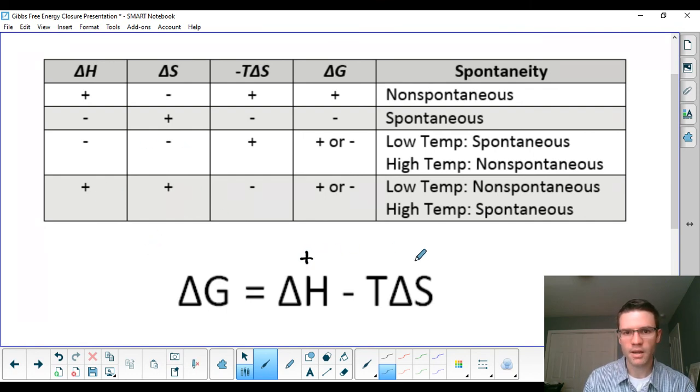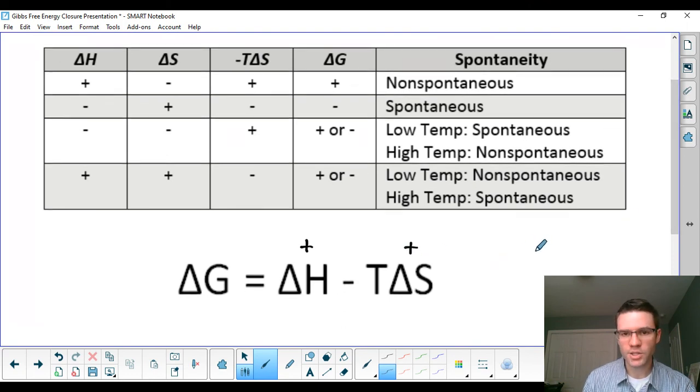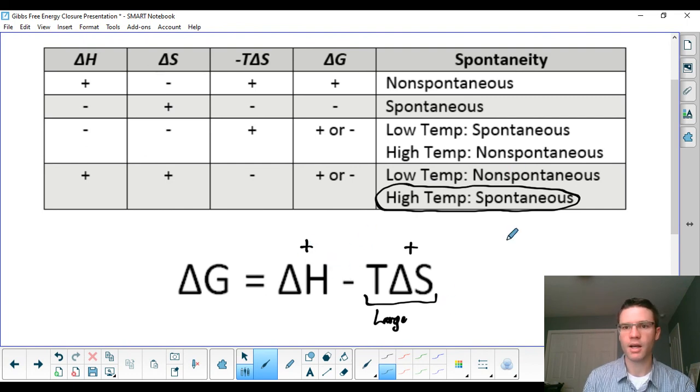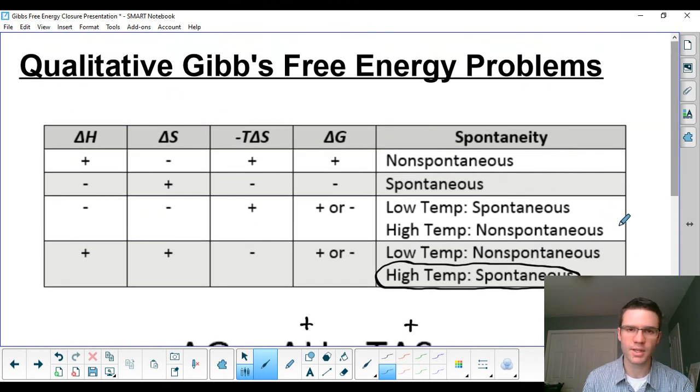If we have positive here, if we want this to be a spontaneous reaction, we want this positive value to be subtracted by a large enough number, this needs to be large, so that we get a negative Gibbs free energy. How do I make this large? I need high temperatures. So at high temperatures, we're going to have a spontaneous reaction. And at low temperatures, if this is a small number, our positive value minus a small enough number will remain positive, and it'll be non-spontaneous. So those are your 4 types of reactions with Gibbs free energy.